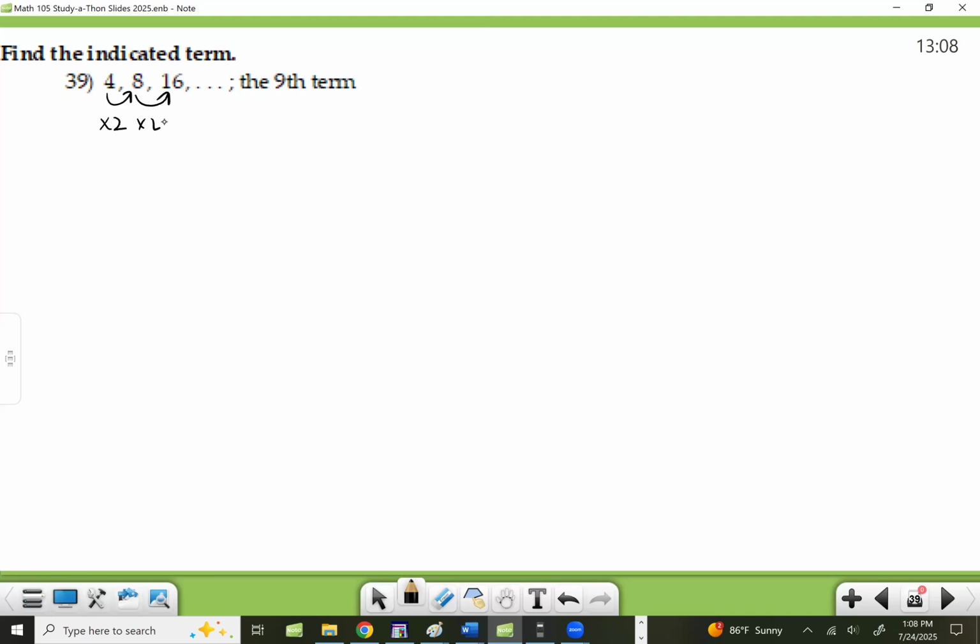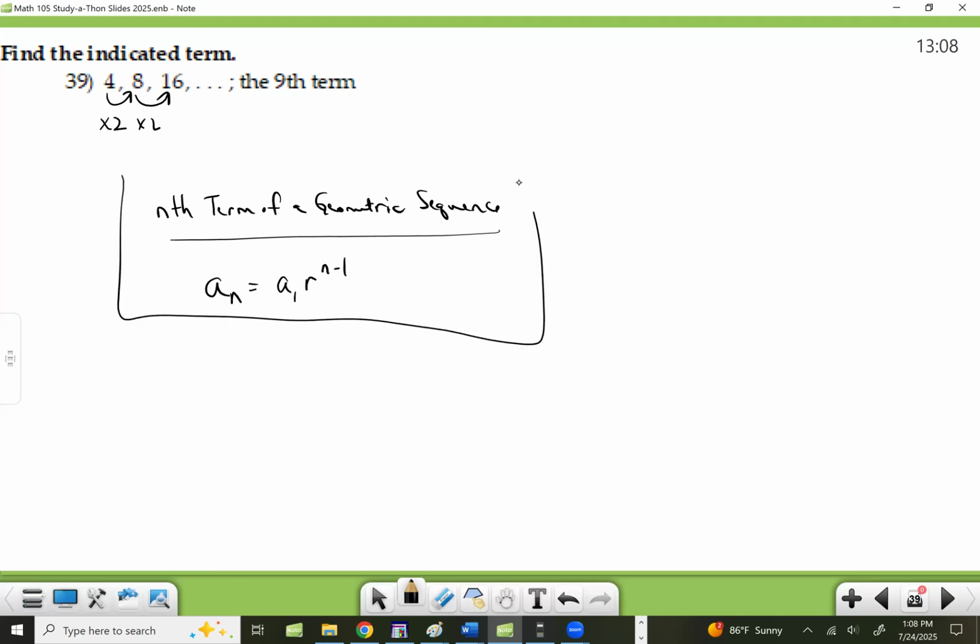So now we need the formula for the nth term of a geometric sequence. Okay, the nth term of a geometric sequence. So that is a sub n equals a1 r to the n minus 1.